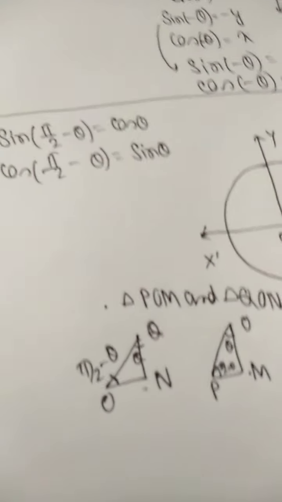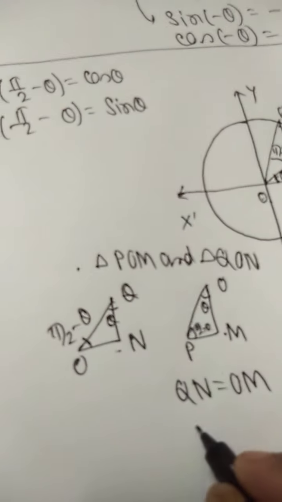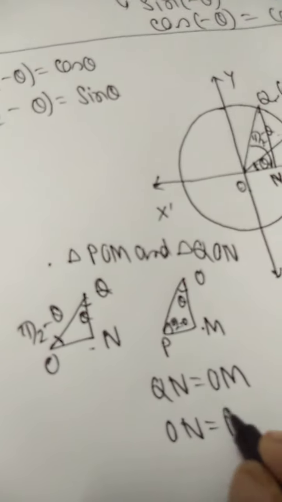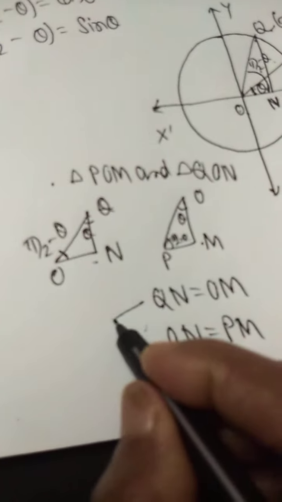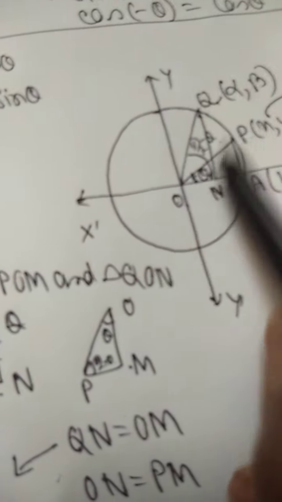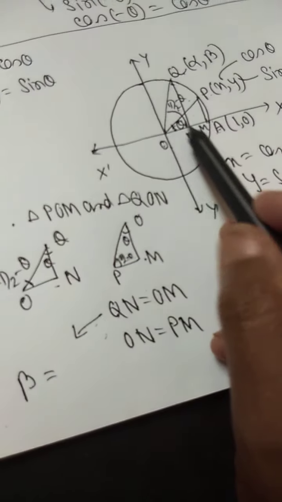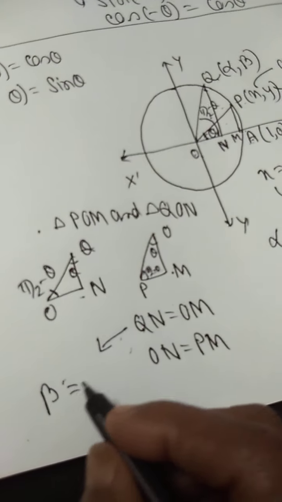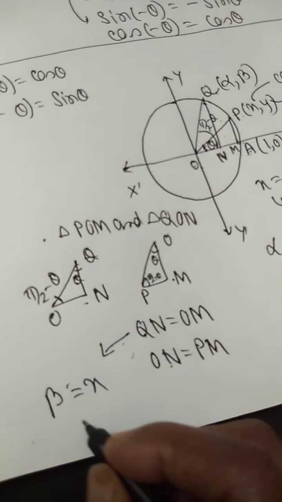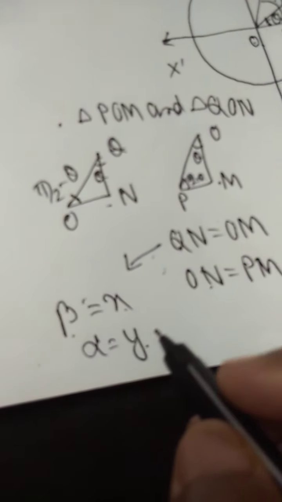So from here we can write these two triangles are congruent, and QN is nothing but OM, and similarly ON is nothing but PM. So what is QN? From this line, QN is nothing but beta, and ON is nothing but alpha. So here QN is equal to beta, and OM is nothing but x. So beta is equal to x, and similarly ON is equal to alpha and PM is equal to y. So beta equals x and alpha equals y.